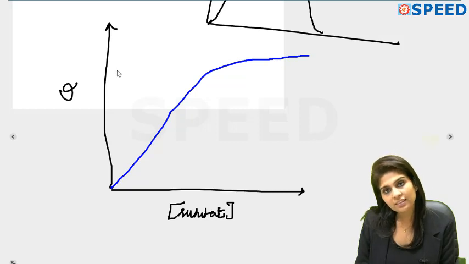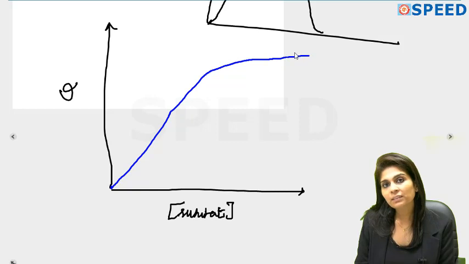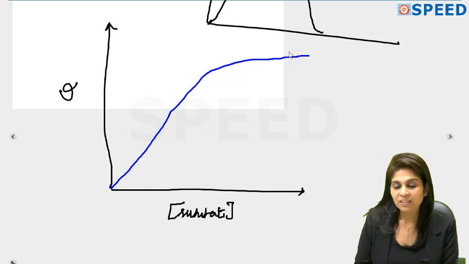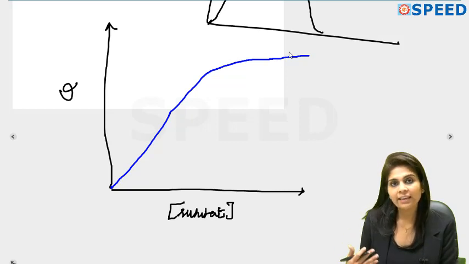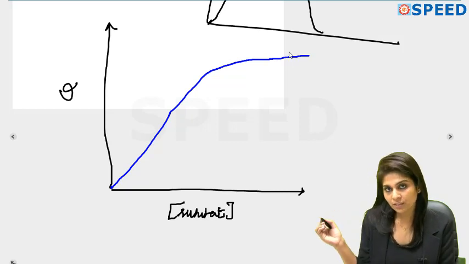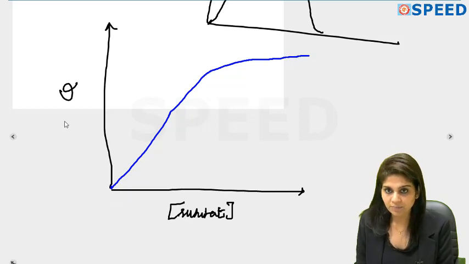Why do you think it reaches a saturation point? Because at this point all the available enzymes would have got saturated with the available substrate. So beyond this point, even if you increase the substrate concentration, the rate cannot increase any further. Okay, so it reaches a saturation point.